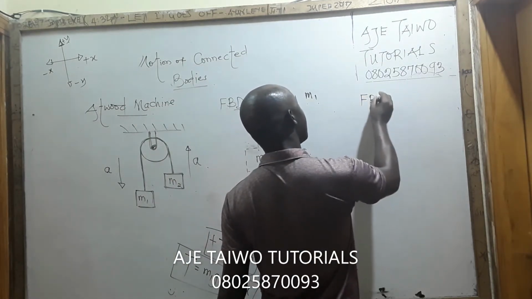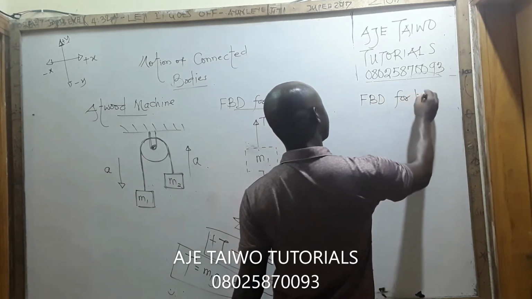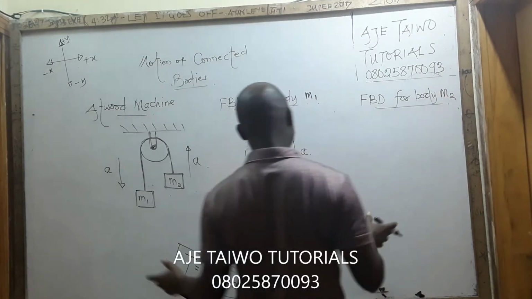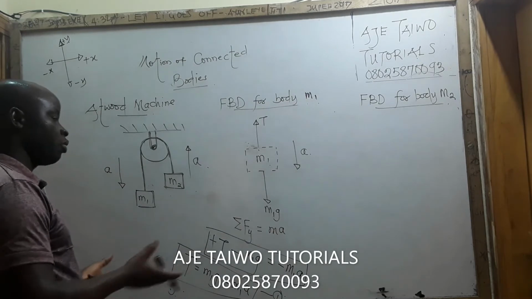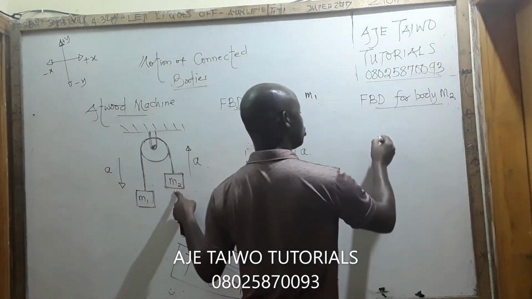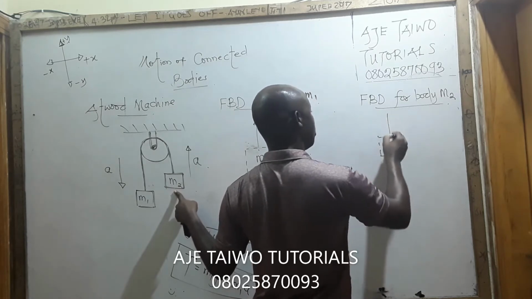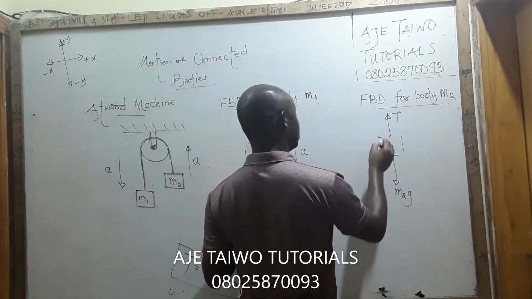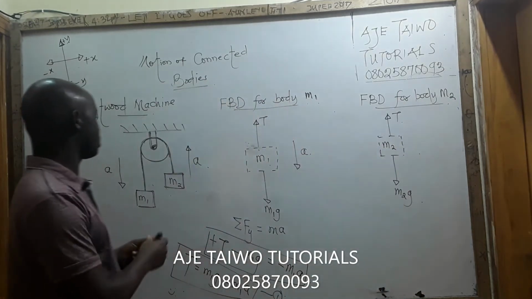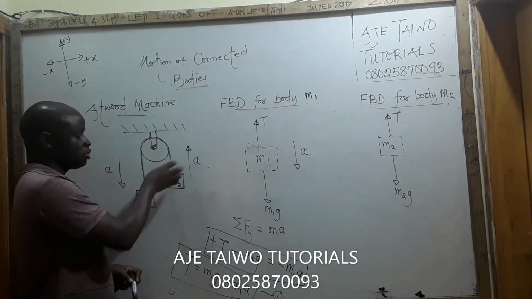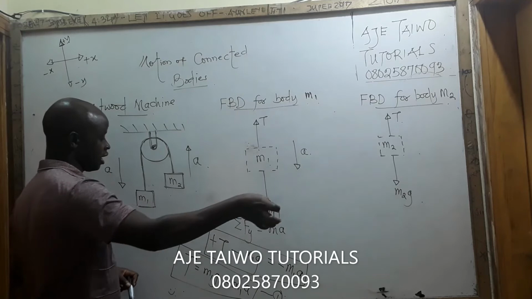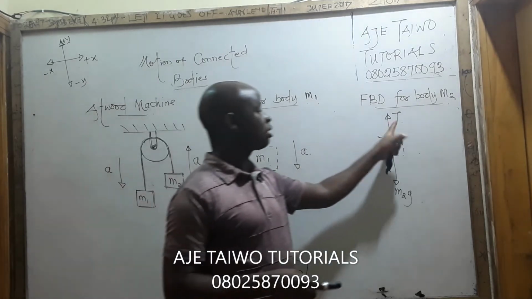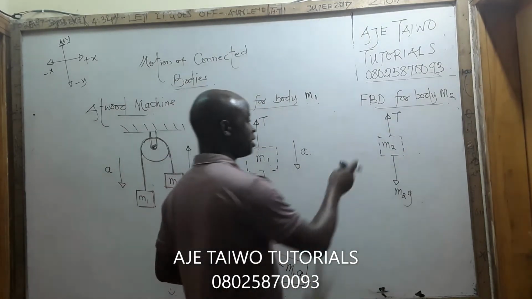Free body diagram for body M2. We must solve the two equations. For body 2, there's tension and there's weight, M2G. Body 2 is here and it has a weight. Once you detach it, you remove this guy here, you will be left with tension on this rope, and that's the tension on that rope there. Okay? So what am I saying now?